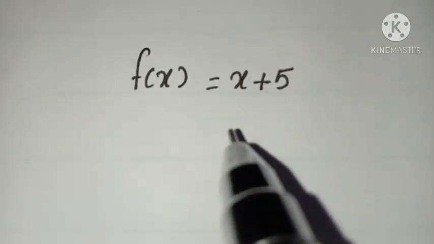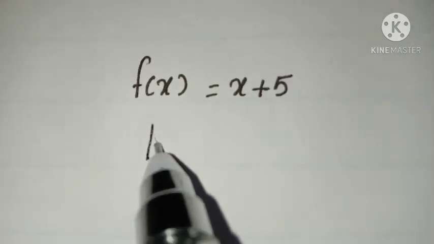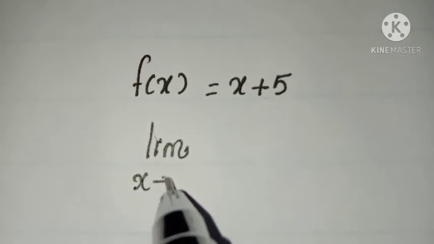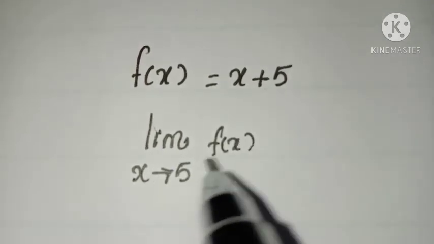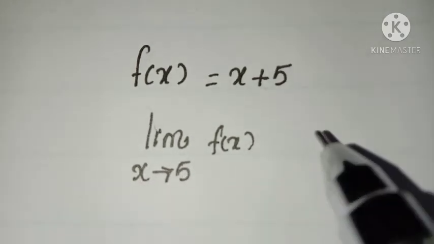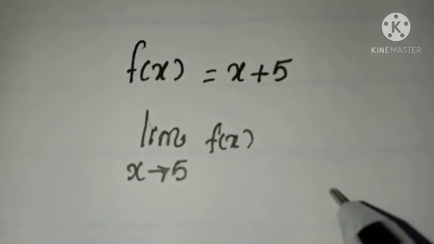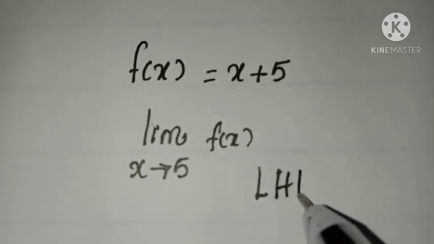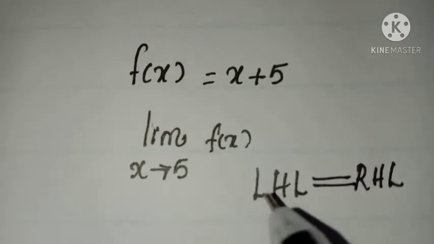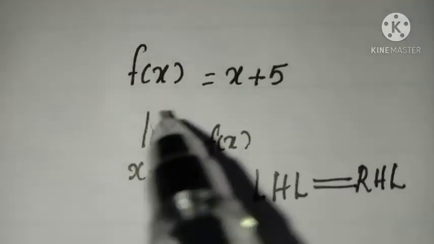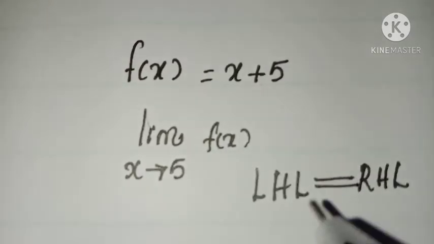Listen, this function f of x equal to x plus 5. So we want to find limit x tends to 5 f of x. We want to find the limit of the function for x equal to 5. Basically we need to find its left hand limit, then right hand limit, and verify whether these two limits are equal or not. If these two limits are equal, then the limit exists, otherwise it doesn't exist. This is the actual procedure.